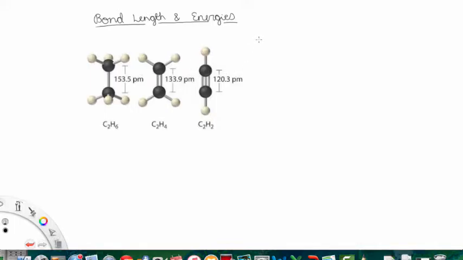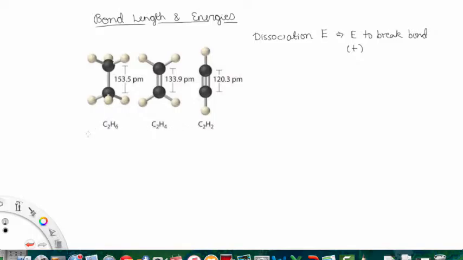The strength of a bond is measured by its dissociation energy. This is the energy required to break a bond, and dissociation energies are always positive in value. Let's look at these three examples. We have C2H6 with one single bond, C2H4 with one double bond, and C2H2 with a triple bond.